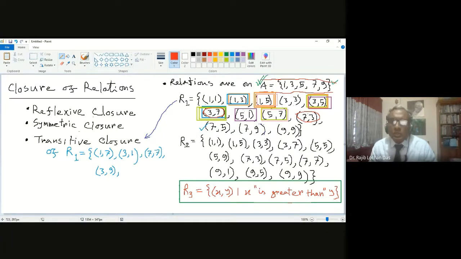Okay, sir. So in this way, you can find out others. If there is any other, (7,9) is fine. Sir, it may take time. Yes, it will take a little time because there are many elements here. So this is the transitive closure of R1. Now think about the transitive closure of R3 and R2. So what will be the transitive closure of R2?